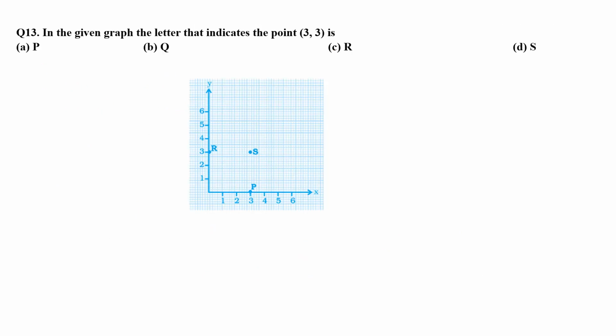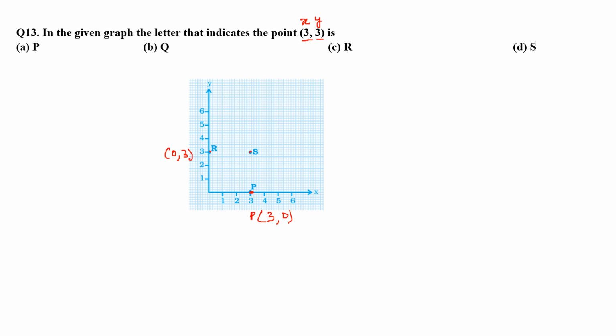In the given graph, the letter that indicates the point 3, 3 is, okay, the meaning of this term is 3 should be in x-axis, the coordinate of x-axis should be 3 and y-axis should also be 3. Now identify that point. So if you see this point P, this point lies on x-axis. So any point which lies on x-axis, that y coordinate will be 0. So for P, the coordinate is 3, 0. Now here if you see R, the point R is on y-axis, isn't it? So if it is in y-axis, so x coordinate will be 0. So the coordinate for point R is 0, 3.